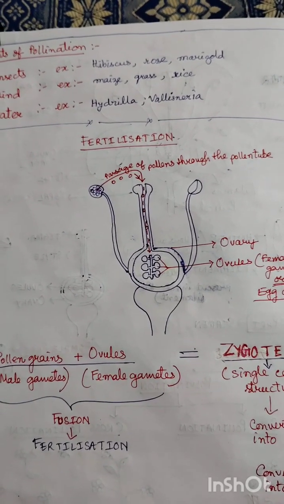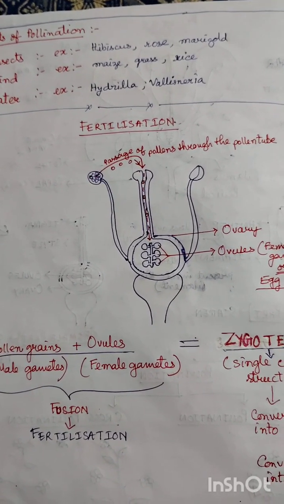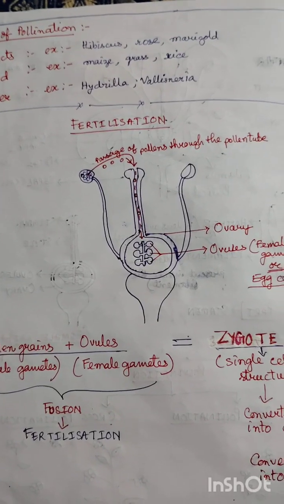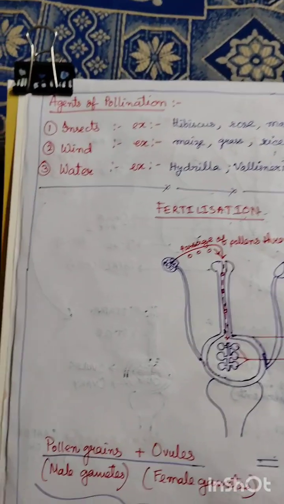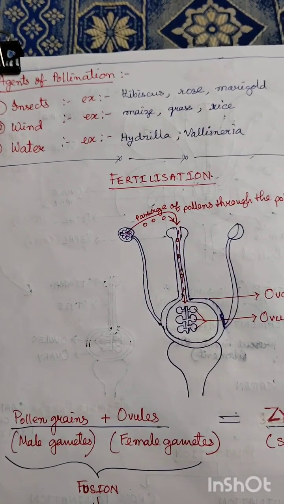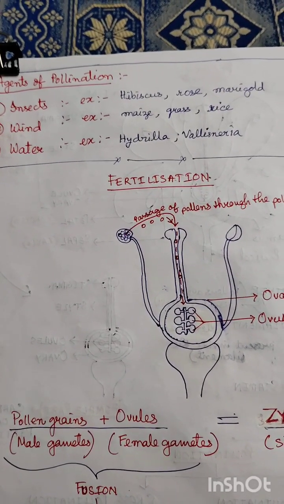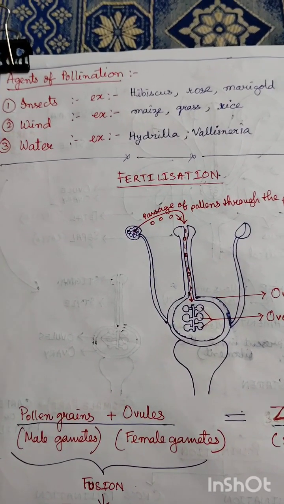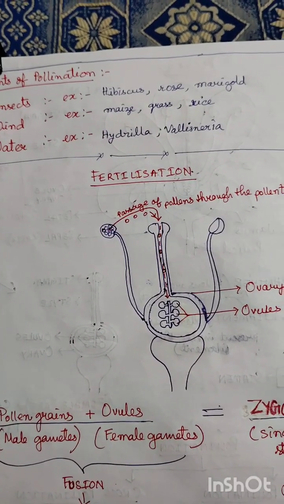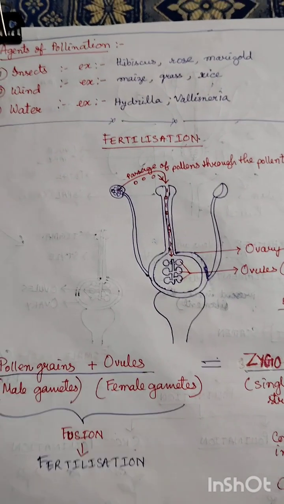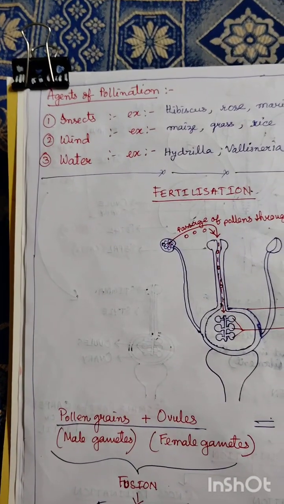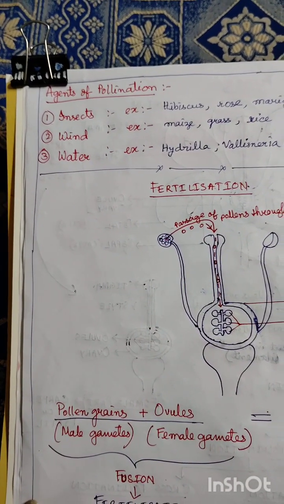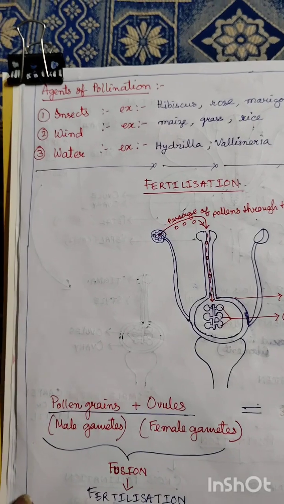Insects such as honeybees and butterflies visit flowers to collect nectar, and at the same time they help in pollination. The pollen grains from the flowers stick to the legs and bodies of these insects. When these insects visit another flower, the pollen grains are dusted on the stigma of that flower. These flowers are brightly colored, scented, and produce nectar. The flowers of hibiscus, rose, and marigold are insect pollinated.